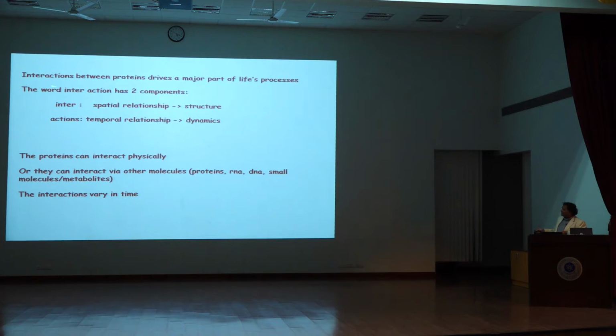If you think about it, it has two components to it. One is the inter of the interaction, which really is about the spatial relationships of any two objects. So this is where you need to understand, for example, structure. And then there is the action bit of the interaction, right? And that immediately tells you there must be some dynamics in this, and therefore you need to really understand temporal relationships. So, for example, one of the cellular constituents is proteins. We know that they interact physically with other molecules in the cell, and of course these interactions vary with time.